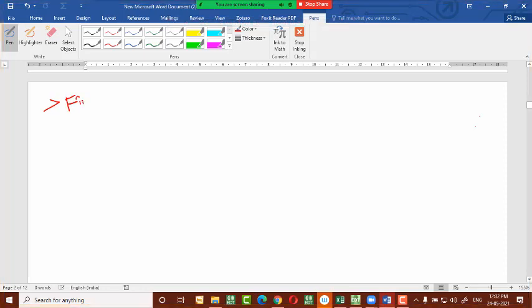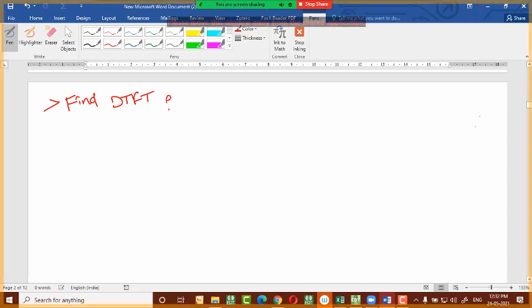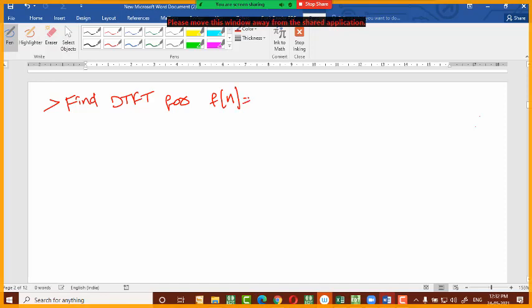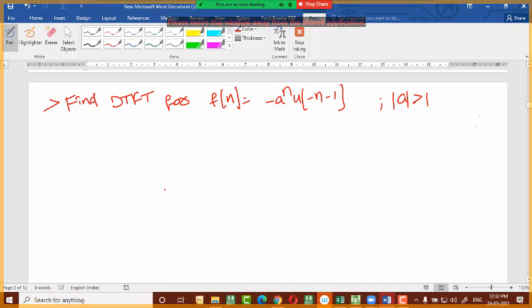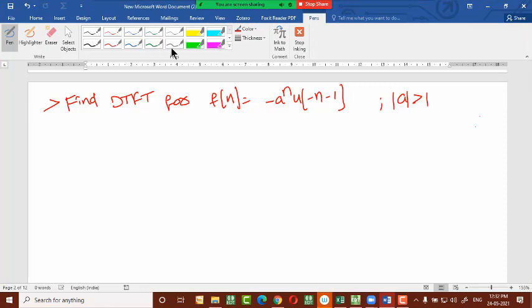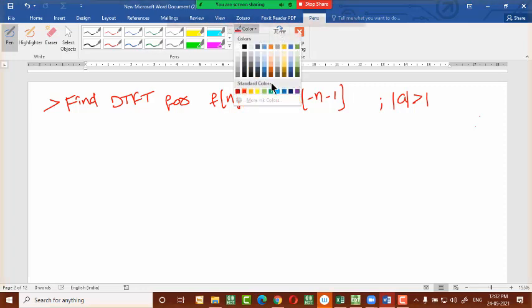Find DTFT for f of n is equal to minus a power n u of minus n minus 1, where magnitude of a is greater than 1. This is the problem. Okay, first we will do the solution, then we will talk about any condition, like that we will see.